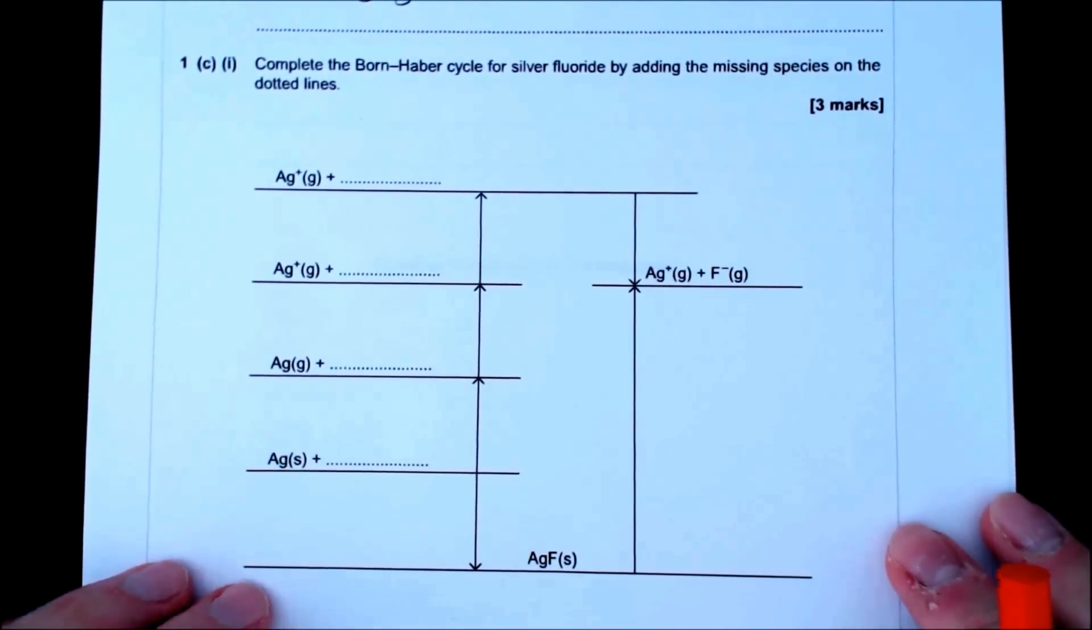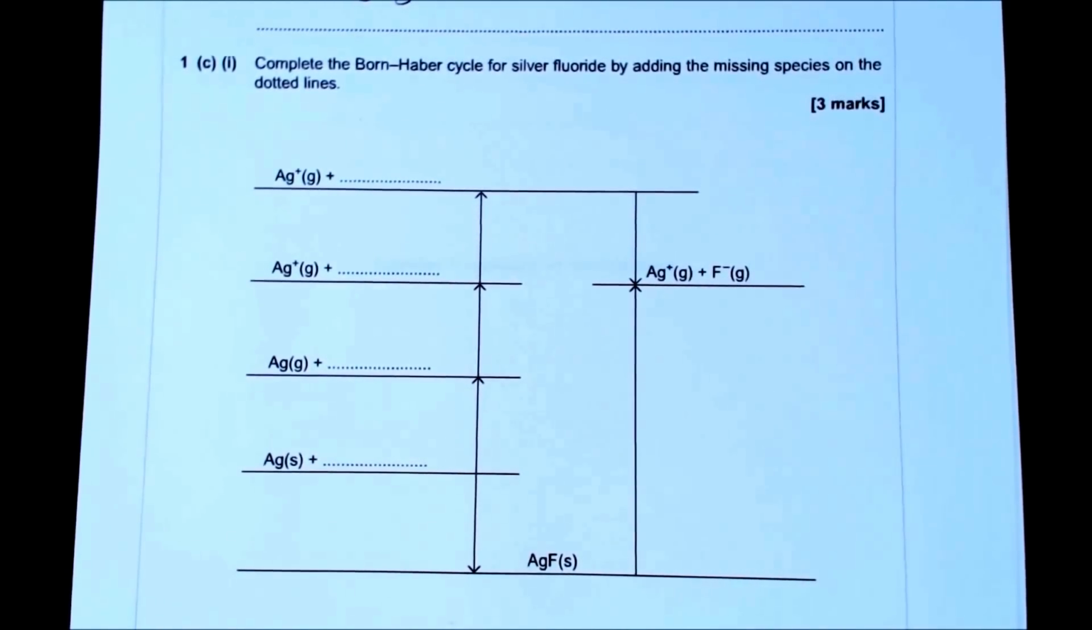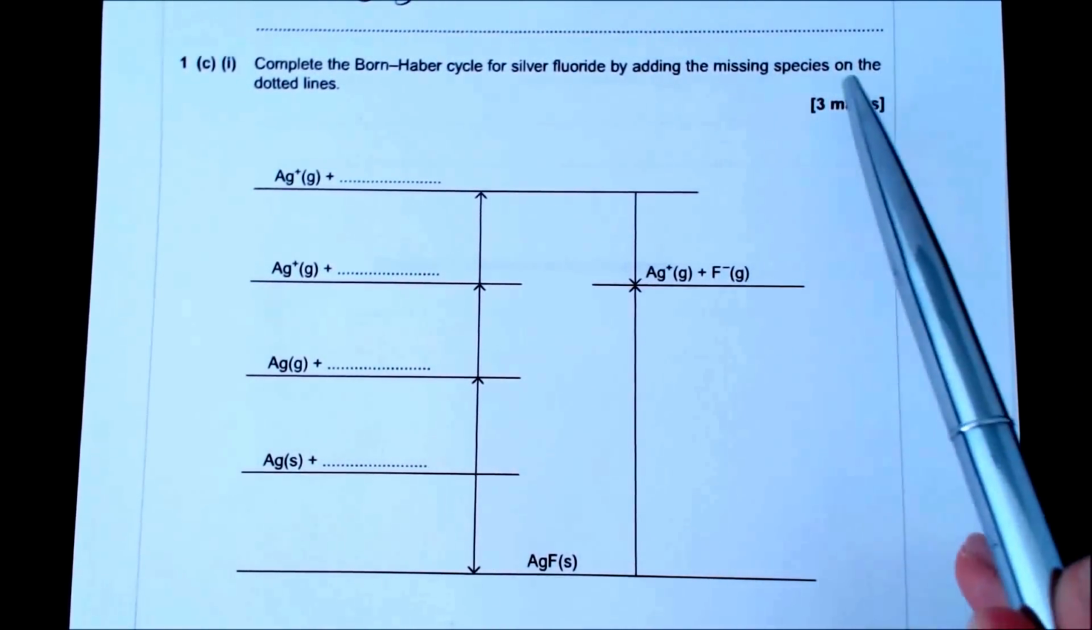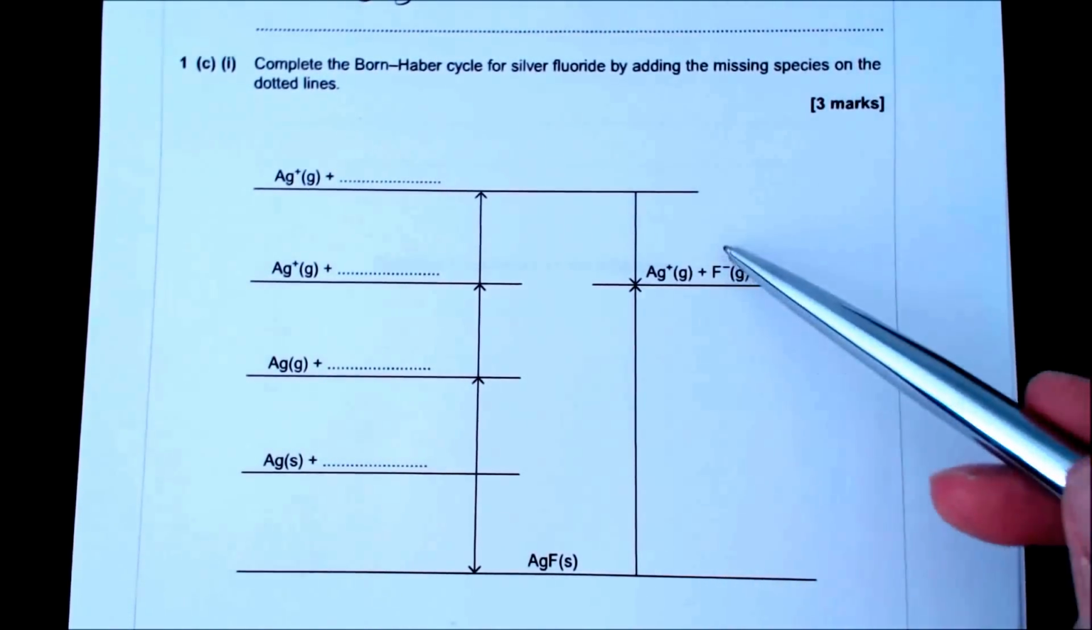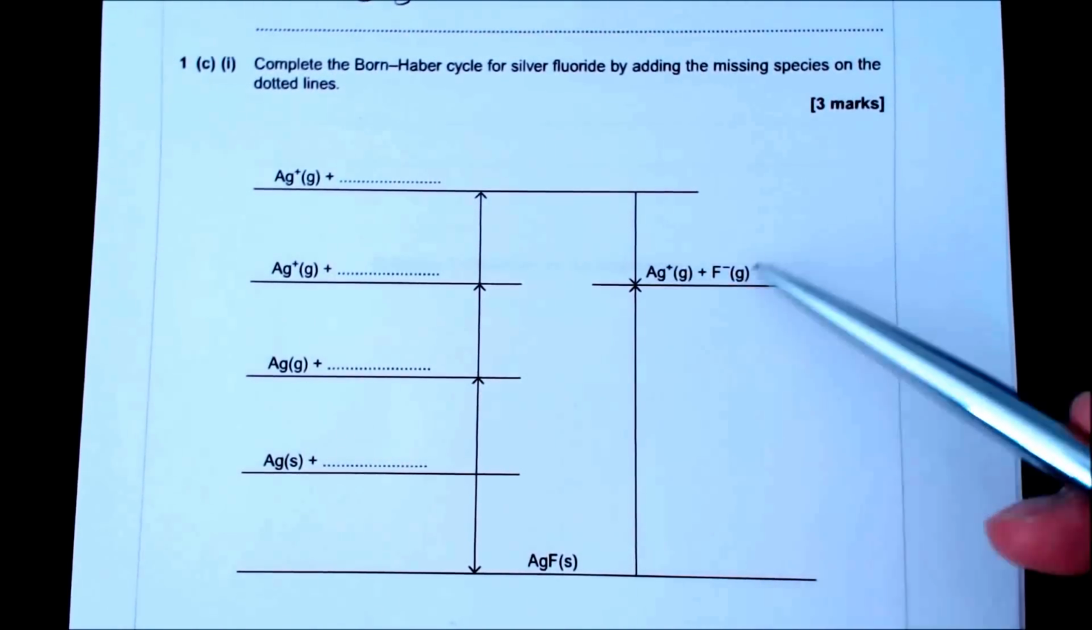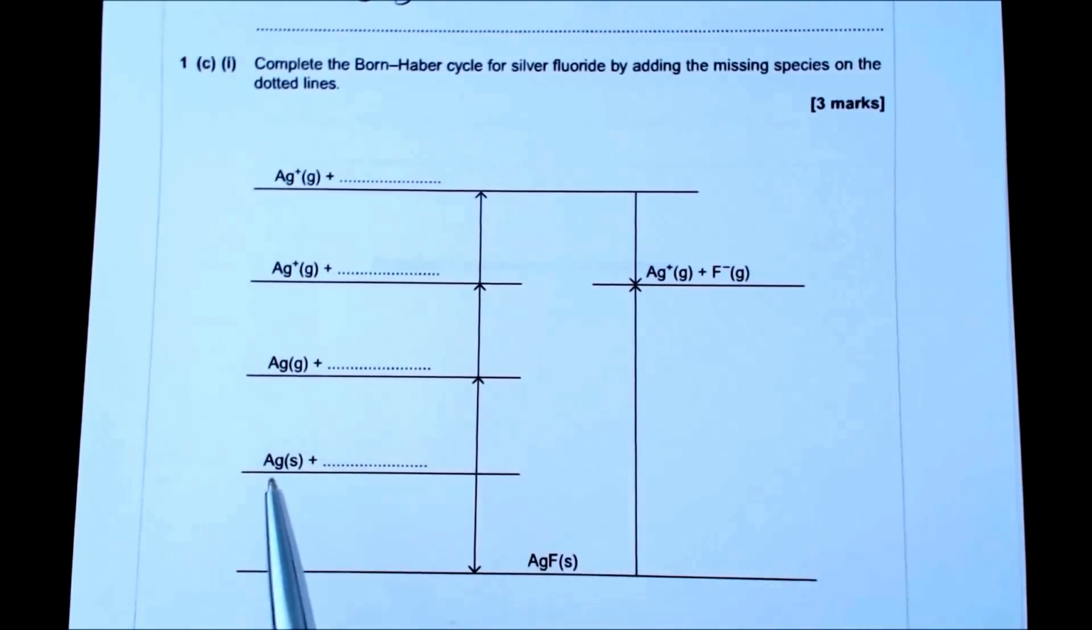And so this is a Born-Haber cycle. And it says complete the Born-Haber cycle for silver fluoride by adding the missing species on the dotted lines. Right, so let's just have a quick overview as to what this is. As you can see here, we've got our solid silver fluoride compound, and we have the ions in the gaseous state here, and we also have some gaps here. So what we're going to do is work our way up and try and work out what's here.